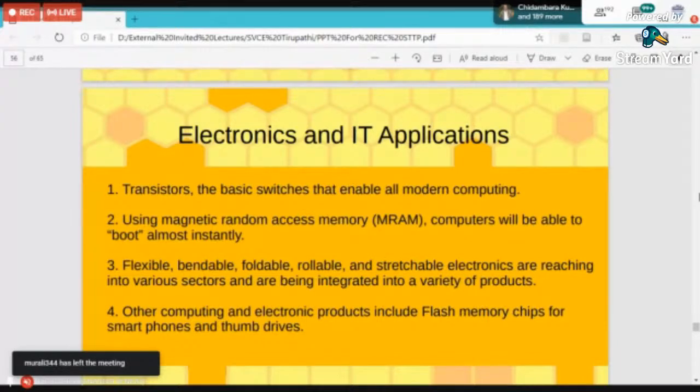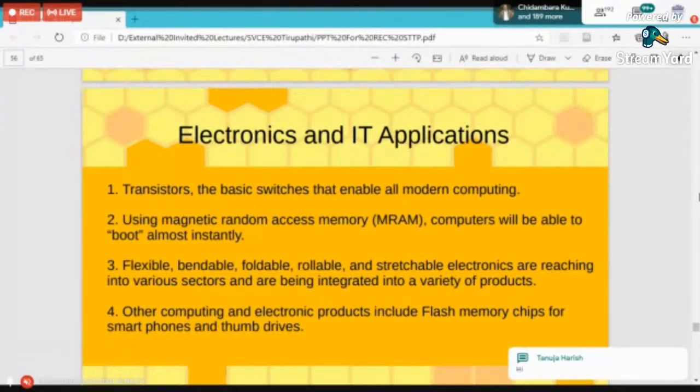Now, other computing and electronic products include flash memory chips, smartphones, and thumb drives. So these are some of the electronics and IT applications that you cannot avoid. You have to either cope with this or you have to fit into the present community.